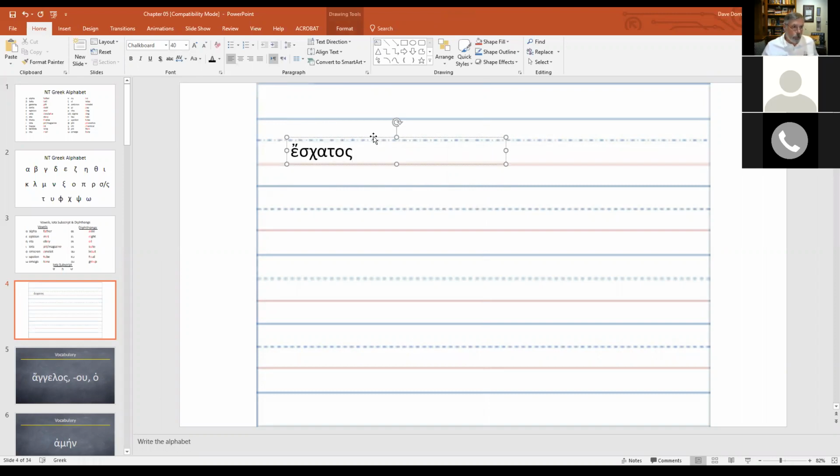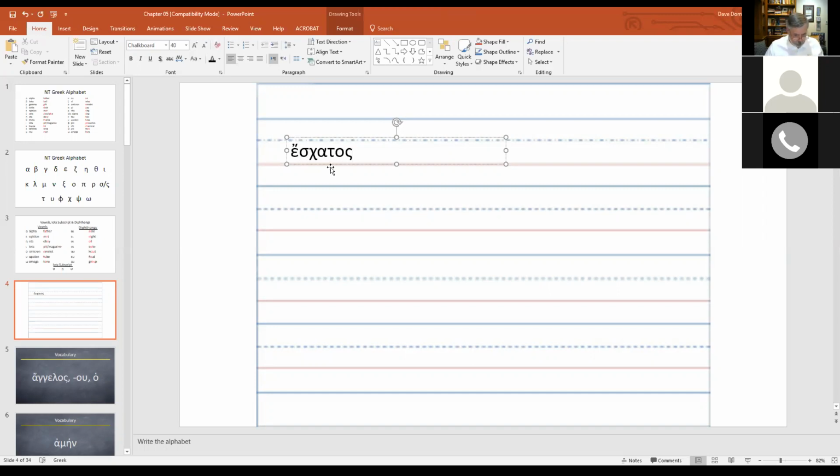Okay, walk me through how you would break this up into syllables. It's called syllabification. How many vowels are there in this particular word? One, two. Is it four? Okay, which four? The epsilon is correct.